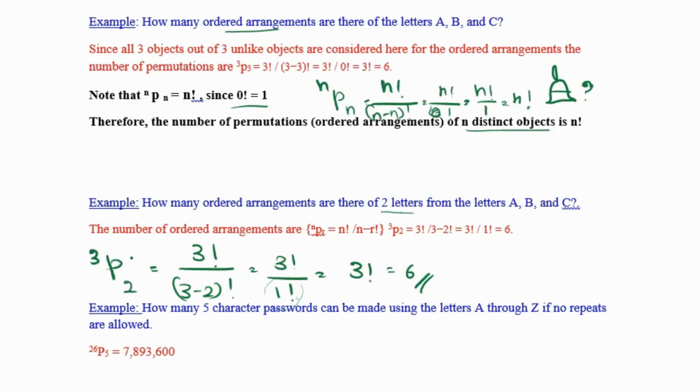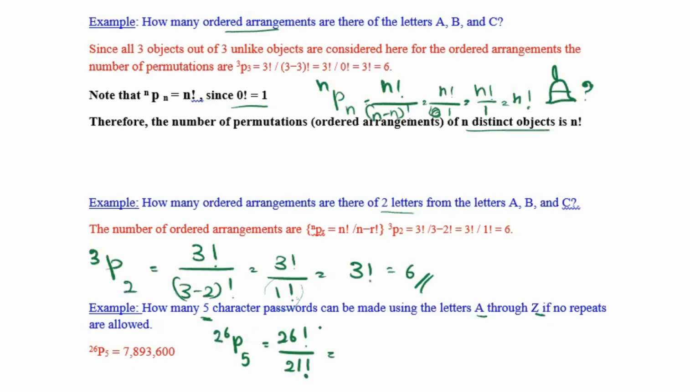Now we'll see how many 5-character passwords can be made using the letters A through Z. So we have 26 letters and we have to only choose 5. So it becomes 26P5. Looks like a pretty daunting calculation. We have 26 factorial divided by 21 factorial. Why? Because 26 minus 5 happens to be 21.